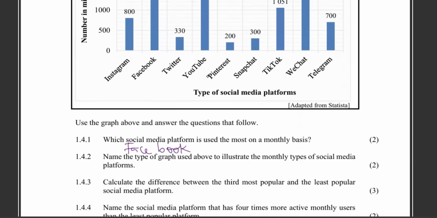Then name the type of the graph used above. This is what we call a vertical bar graph.